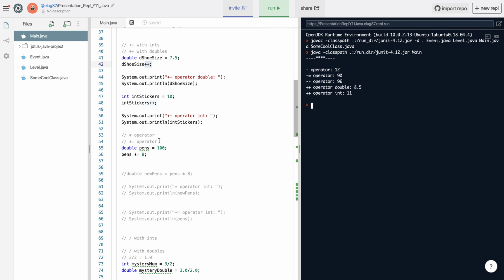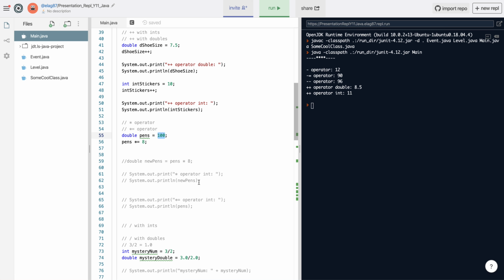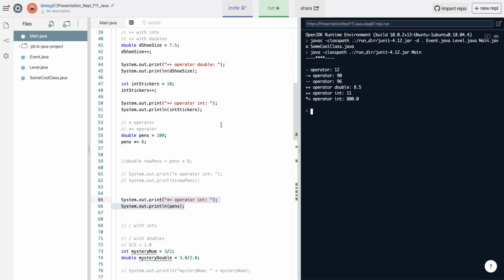We have a couple of other operators. We have the multiplier operator and the multiply equals. We're going to start off with the multiply equals operator. So if I have 100 pens as a double, and then I multiply equals, it works similar to minus equals in the sense that it's going to multiply this number by 8 and then it's going to store that number in pens. So I'm going to go over to the multiply equals operator and I will run the value for pens, and in this case it's 800.0 because we have a double.